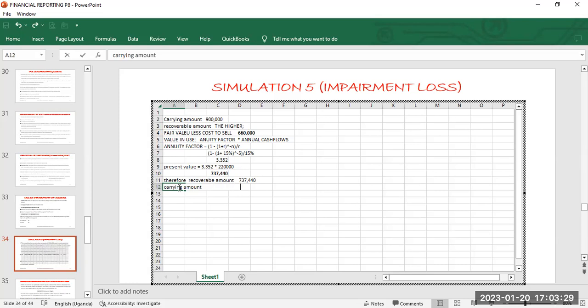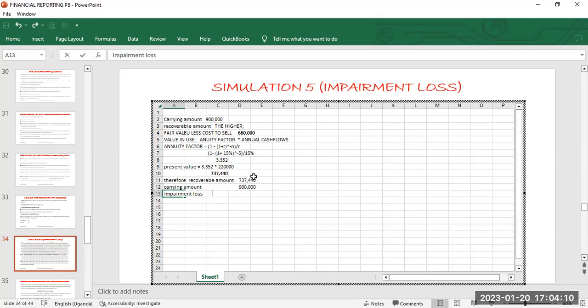And our carrying amount was 900,000. So now, if you try to compare these two values, we can determine whether the asset is impaired. It means that the amount we can actually get from the market is only 737,440. But the carrying amount, or the value in the balance sheet, is 900,000. It means the asset has reduced in value. And that deduction is what we call the impairment loss.